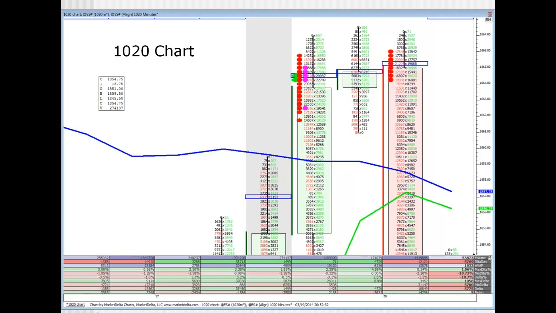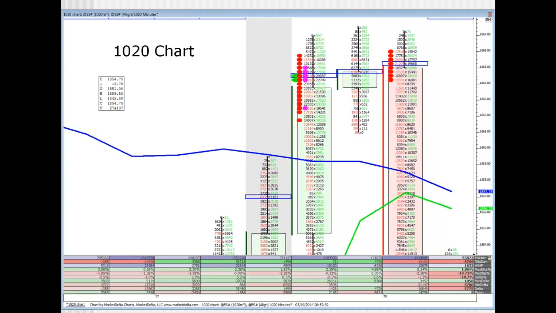Now, we've been looking at the 1020 chart from a profile perspective, or using profile charts. Now I've switched gears and I've brought back our 1020 chart using candlesticks and using footprint data. It shows us a very different picture, but it's really the same exact thing that we were looking at earlier. It is not really any different.